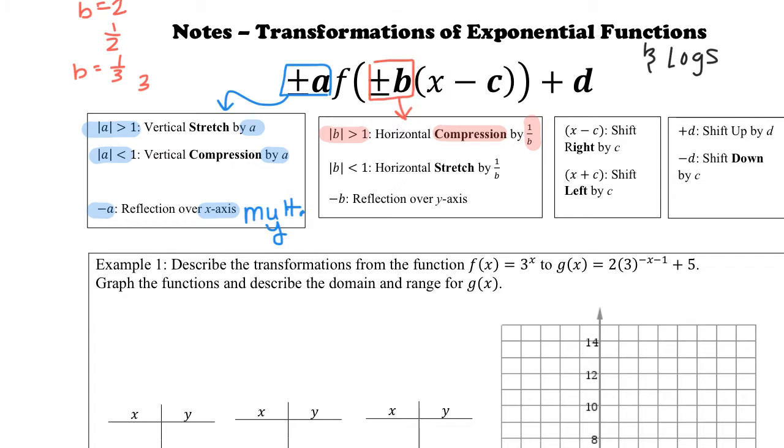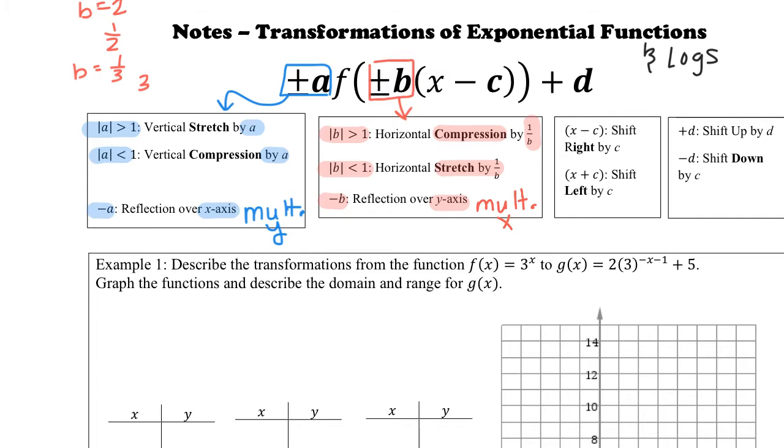It flips over. So b greater than 1 is a compression horizontally. B less than 1 is a stretch horizontally by 1 over b. And if b is negative, that means a reflection over the y-axis. And b will multiply your x's.